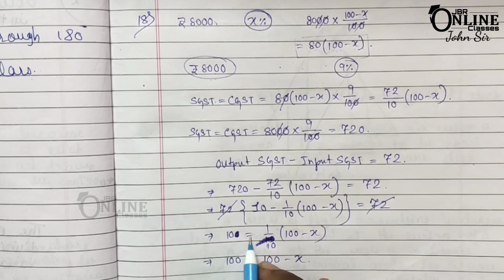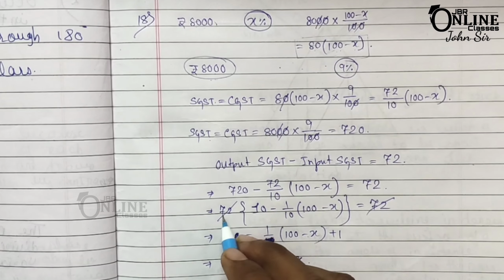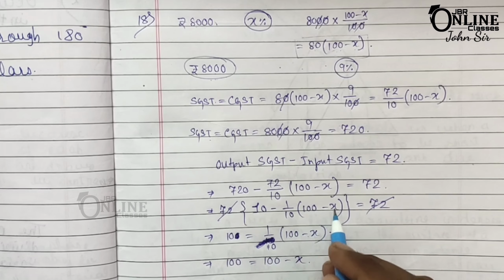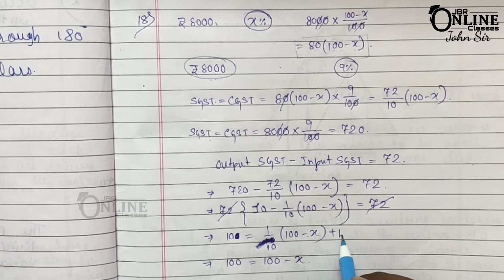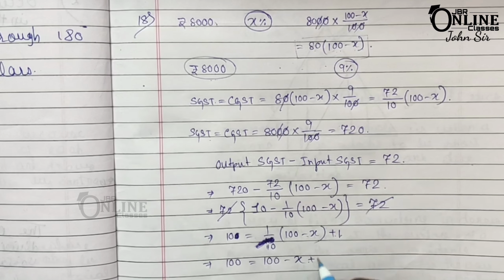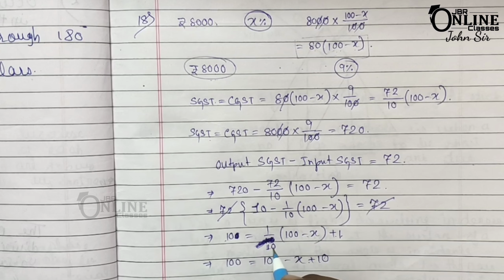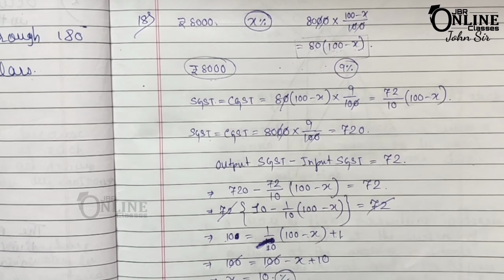So 72 cancels out, so 10 equals 1 by 10 into 100 minus X, plus 1. Now here, first you have to add this 1, so 100 minus X plus 10. And the denominator 10 goes to the left hand side, so 10 into 10 becomes 100. So 100 cancels out, so here X equals 10. So 10% is the final answer.